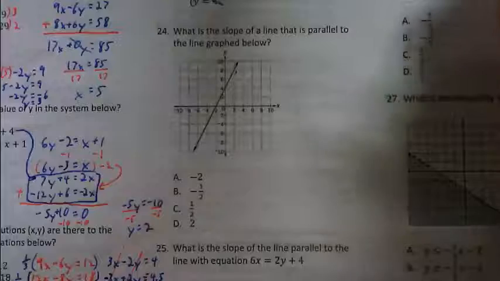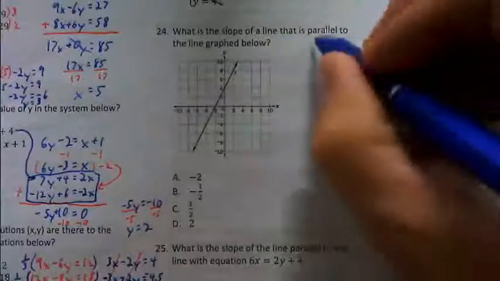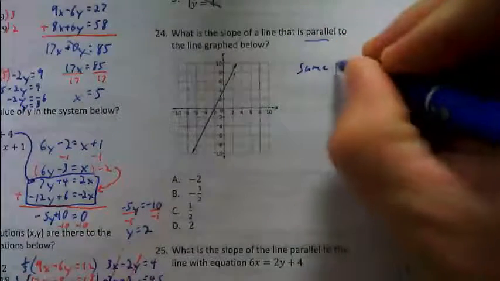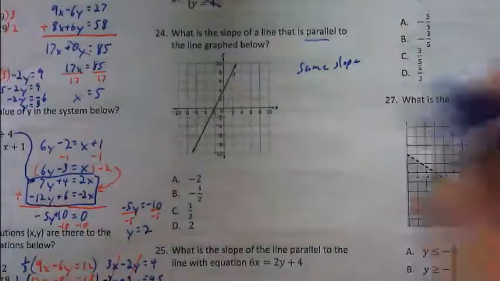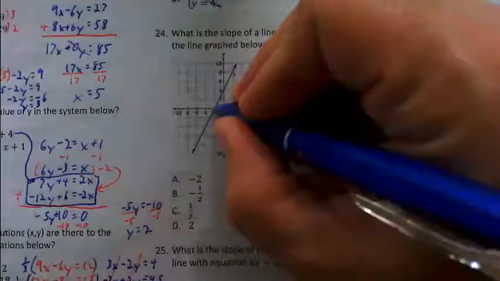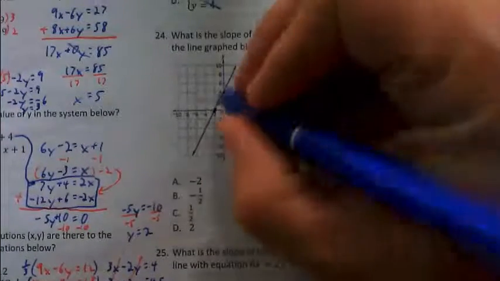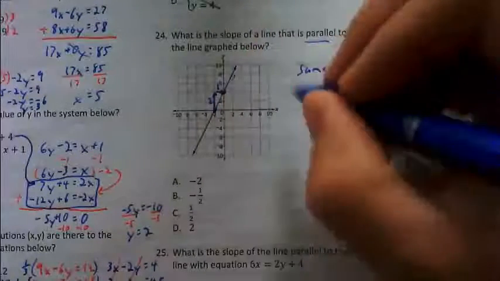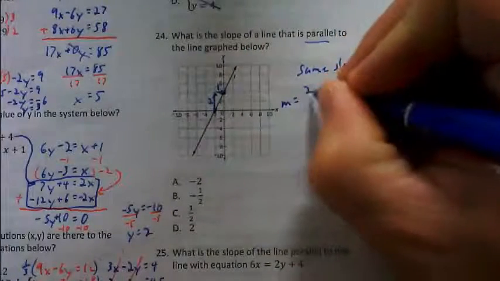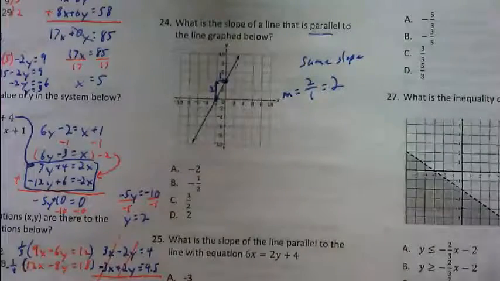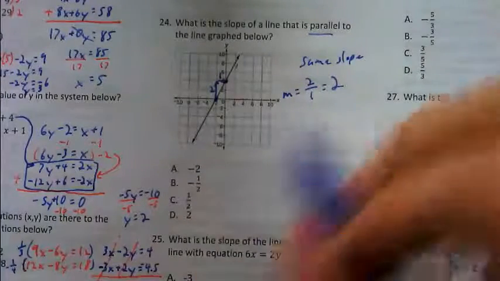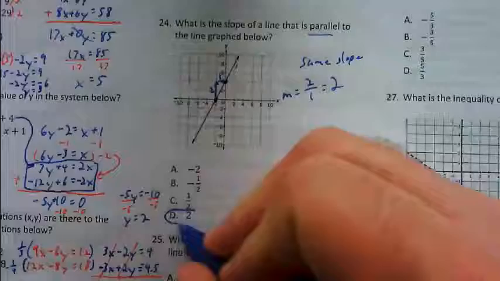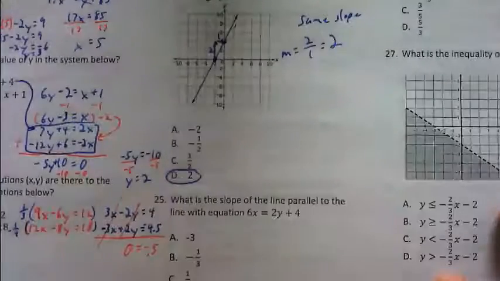On 24, what is the slope of a line that is parallel to the line graphed below? Parallel, it's going to have the same slope. So if we find the slope on this one, pick 2 points that we can clearly see it goes through. We go up 2 over 1. So our slope is up 2 over 1, or just positive 2. We want parallel, so it stays the same. So that'd be D.